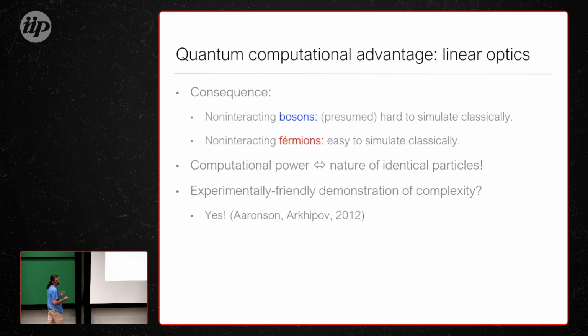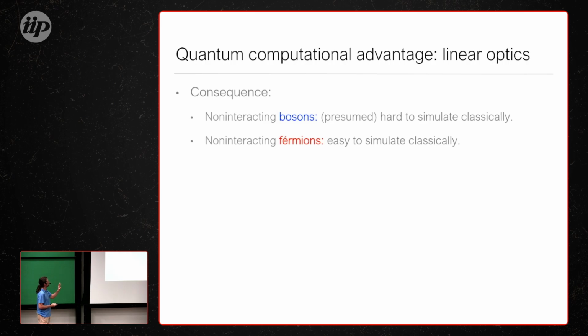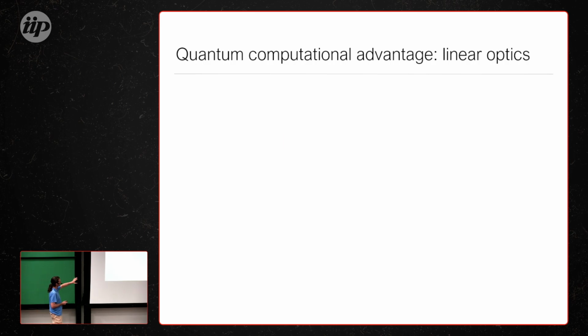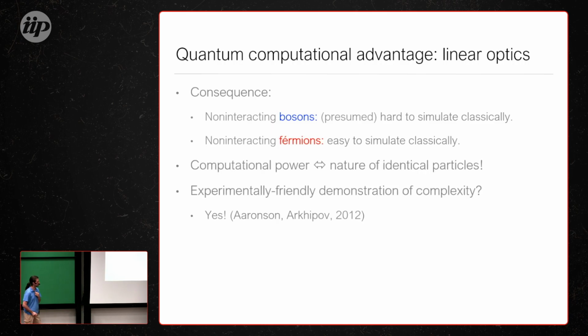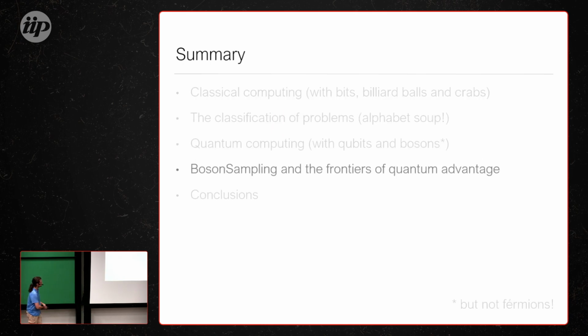And 120 pages later, they managed to prove that, up to some conjectures. It's really complicated. It's not easy to go from this fact to these being automatically hard to simulate. There's a lot of work done there, but that's basically what they showed. So this became known as boson sampling. And this is what I'm going to tell you in a bit more detail now.